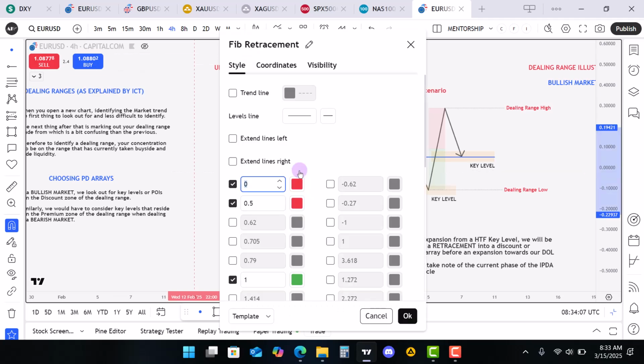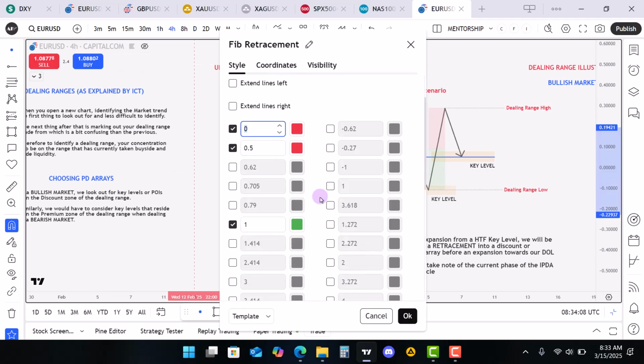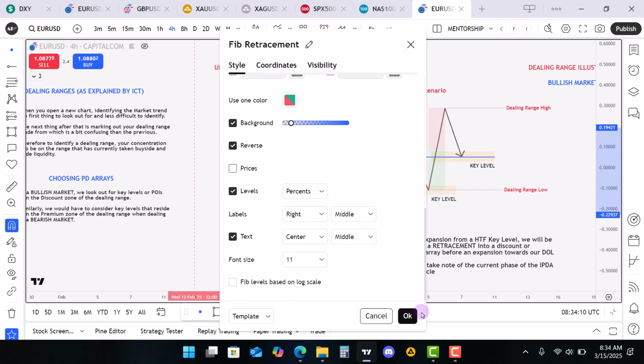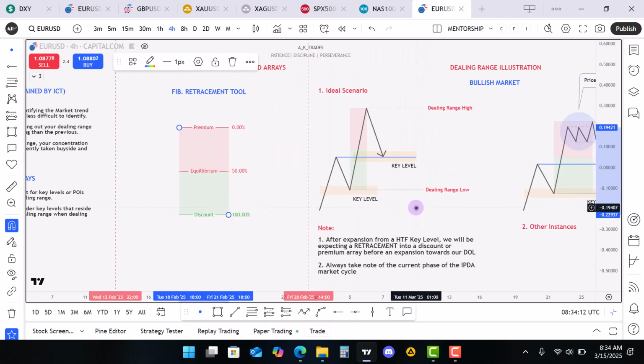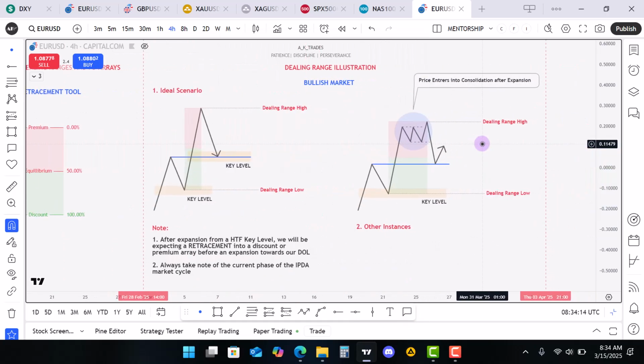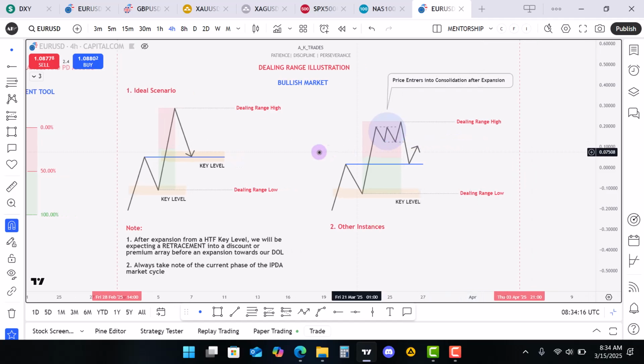So those of you who would also like to do the same, these are my settings. You can also copy and apply them as such. Now let's come to a bullish illustration of a dealing range. For time's sake, I will not be going through the bearish scenario since the reverse of whatever we're going to discuss in a bullish market can be applied in bearish market conditions.